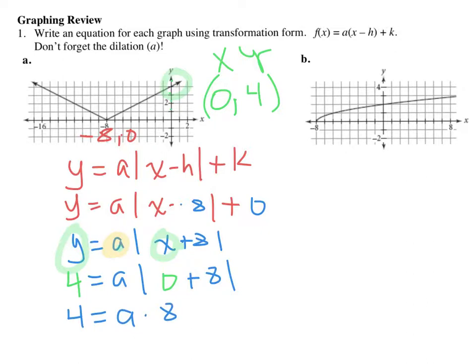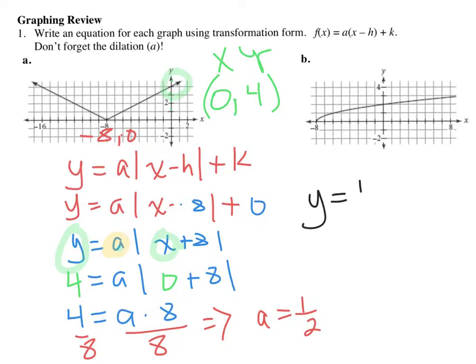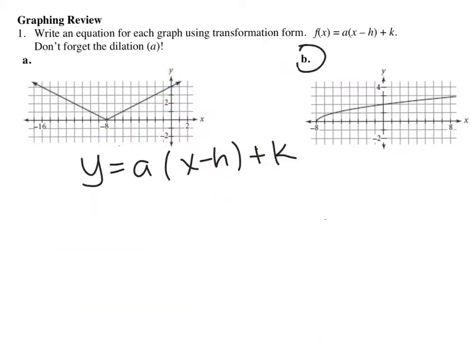We're trying to get a by itself, so we're going to divide both sides by 8, and that gives you that a equals 1/2. Once you know that, you can write the equation. y equals 1/2 times the absolute value of x minus 8, or plus 8, sorry. All right, try B part. All right, let's do the next one.